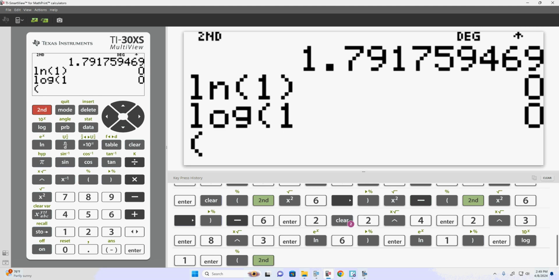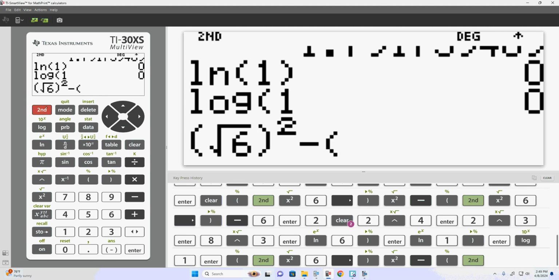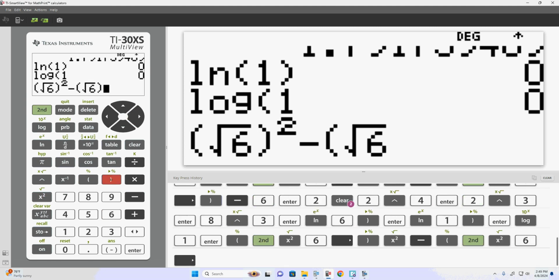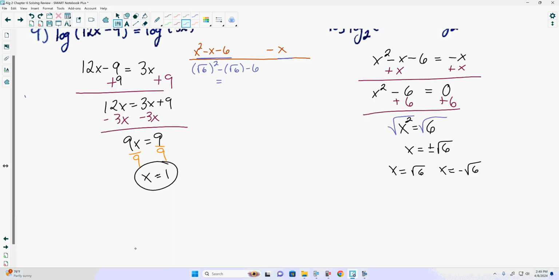And we could do this in a calculator. We can say, parentheses, second square root of 6 squared minus the square root of 6 minus 6 is negative square root of 6. Our other is negative square root of 6. Well, that's just negative square root of 6. And when we plugged it in, because both of these were negative, it tells us that x equals the square root of 6 will not work. It does not work because it gives us a negative number inside the logarithm. So we throw it out.